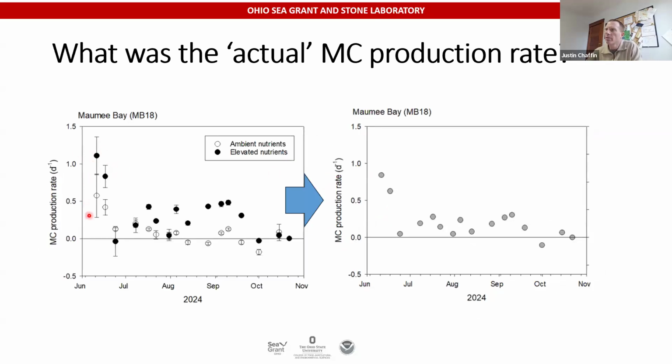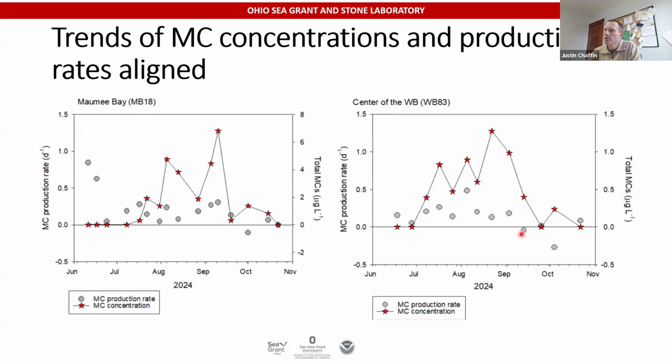So if we have this graph here where we look at the elevated nutrients and ambient nutrients, and we simply take the midpoint between the two, these are the production rates that we're looking at here. Now if we take those production rates and overlay the microcystin concentration, we can start to look for trends. Here I have the Maumee Bay site, and then the rates that we measured in the center of the Western Basin. Note that the production rate scales are the same, but the microcystin concentration scales are different between the two sites.